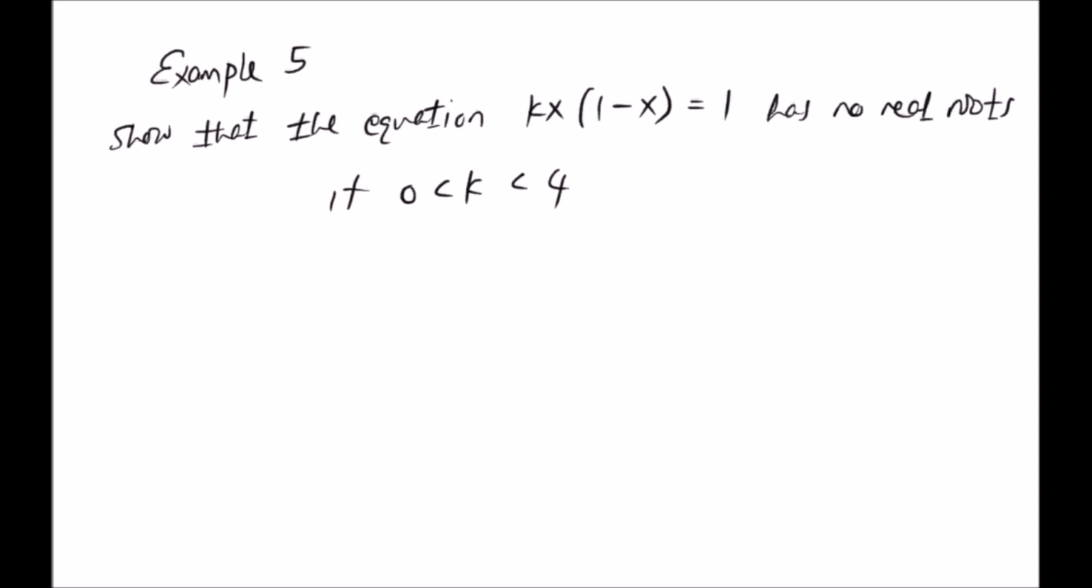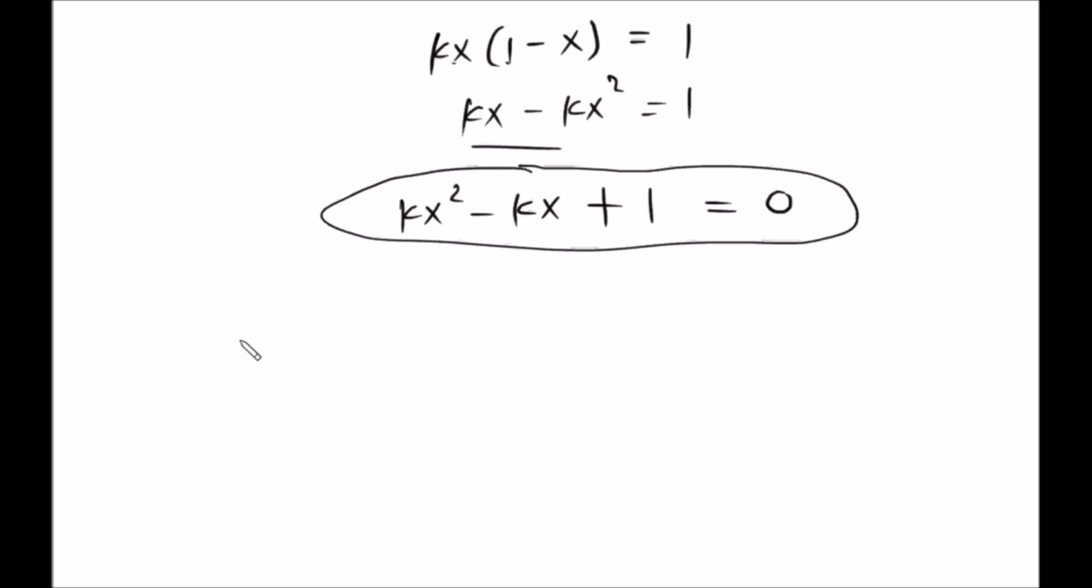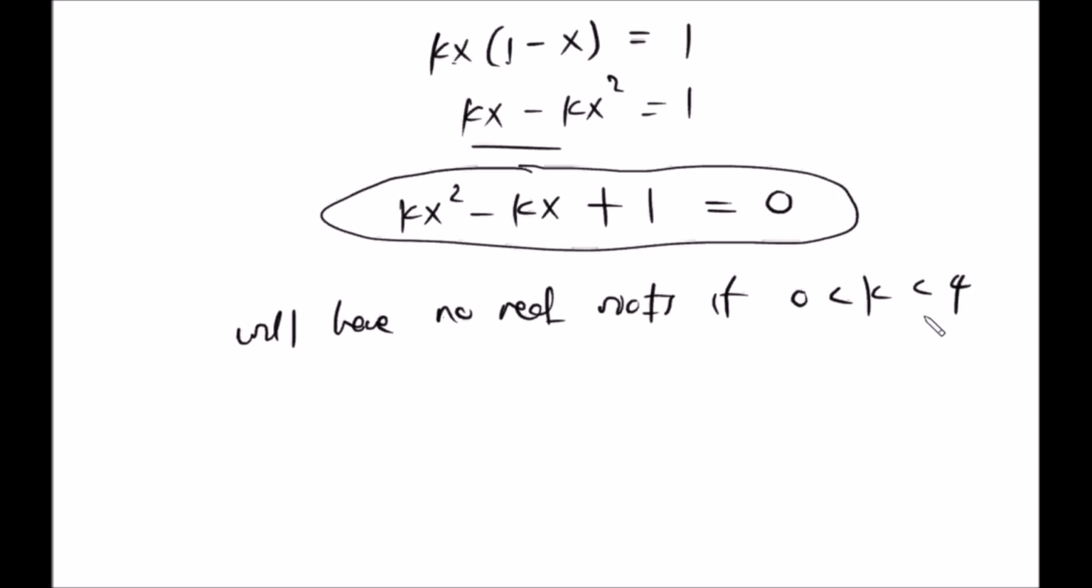So equation tuliopewa ni hii. Equation tuliopewa ni hii, kx times 1 minus x is equal to 1. So to expand, ingiza humu ndani itakuwa ni kx minus kx squared is equal to 1. Hawa watu walete upande wa huku itakuwa ni kx squared minus kx plus 1 is equal to 0. So prove that this quadratic equation will have no real roots if k is between 0 and 4.